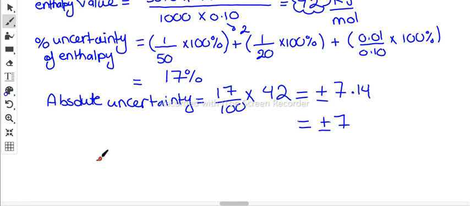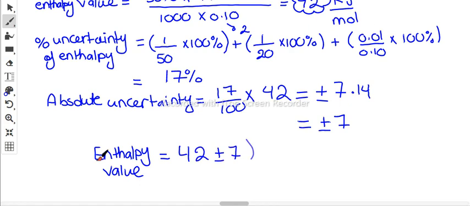So if I want to quote my final answer, the enthalpy value will be 42 plus minus 7, and you're going to put the unit between brackets for both, so it is kilojoule per mole. These are some questions taken from paper 2 as a practice for section 11.1.